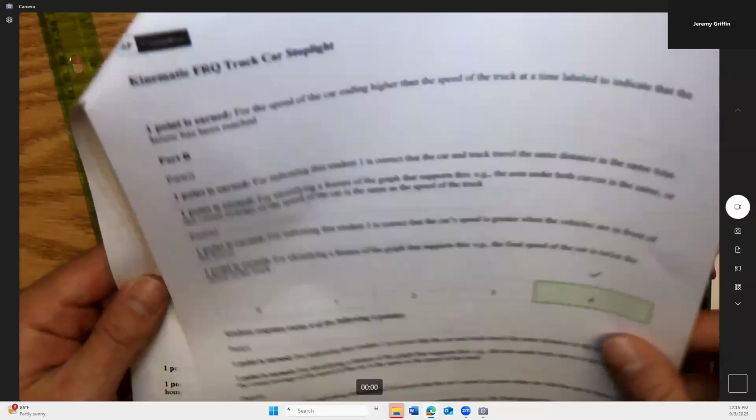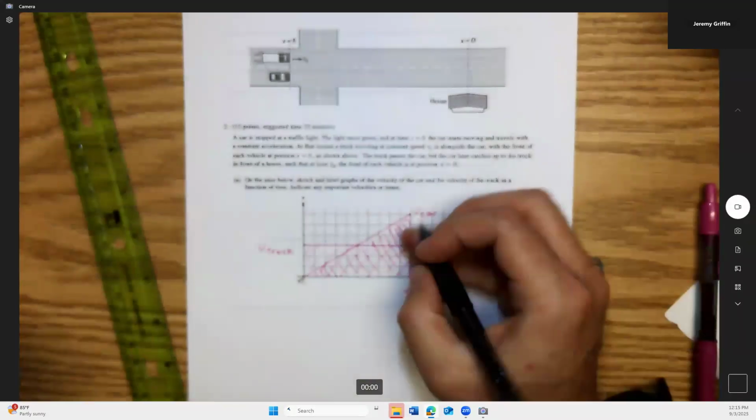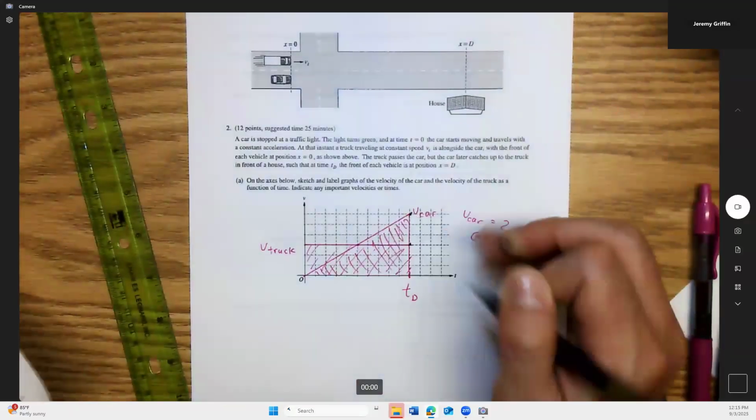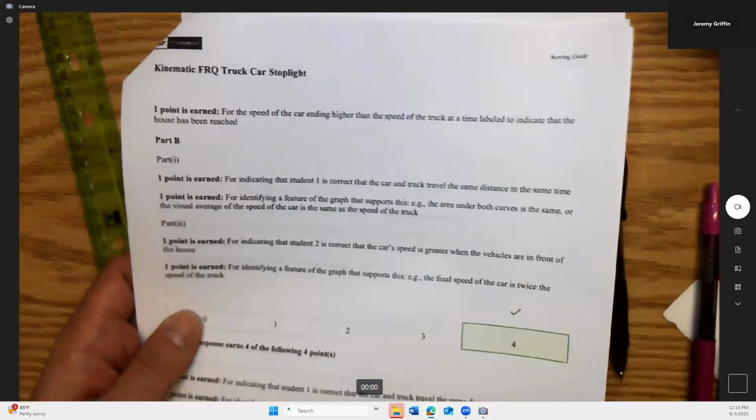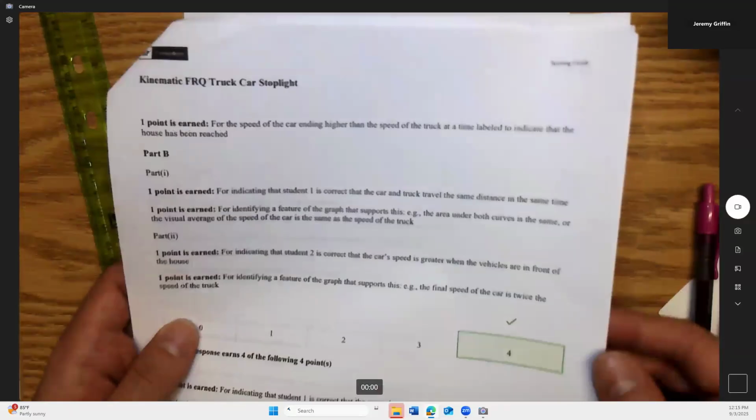Right? Now, you guys said more specifically, the speed of the car should be exactly twice the speed of the truck. But if you don't have that exactly, as long as you have the car going faster than the truck, then they say, okay, you get all 3 points. Okay? Got all 3 points.